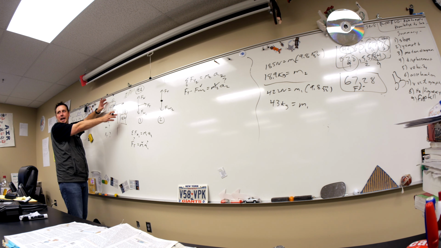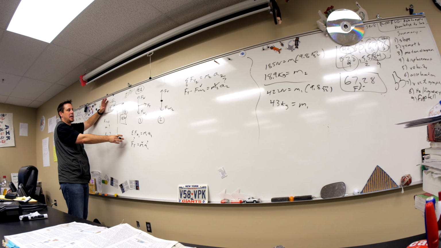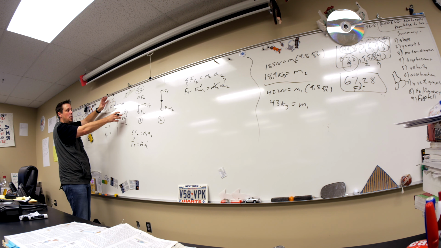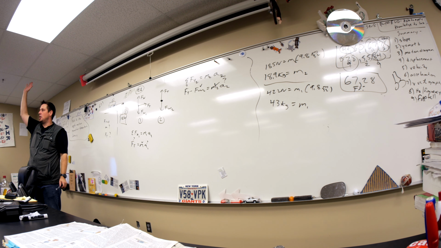Block 2 and block 1 are connected. If this block, let's say, accelerated down at 3 meters per second squared, what would this block do? Anybody? Accelerate to the right at 3 meters per second squared. They're going to move together because they're connected by a rope. How many people are okay with that? They're going to move together.